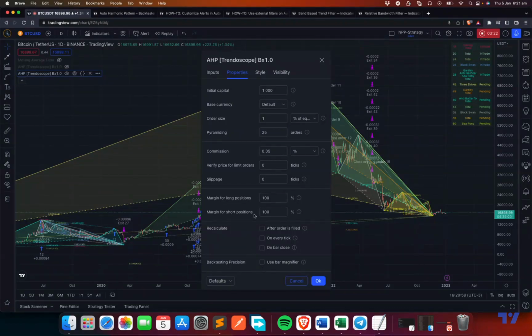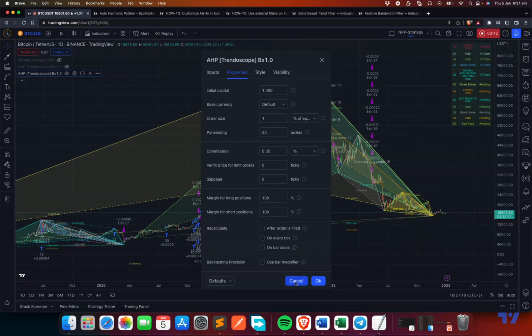One more thing to highlight here. If you are a premium user, just use the bar magnifier and don't worry about this, because checking any of these will cause repainting. So do not use any of these. If you're a premium user, use bar magnifier, which will give you more accurate backtesting results.